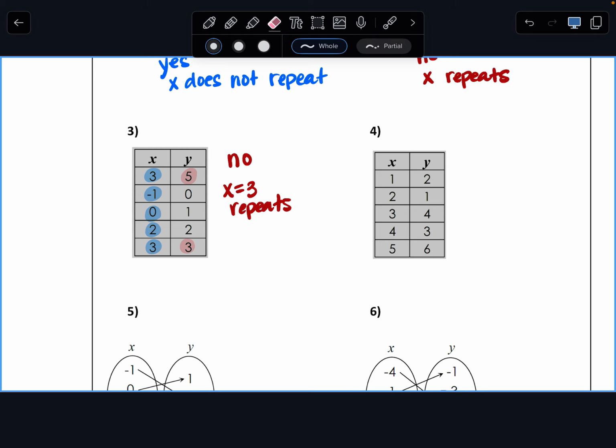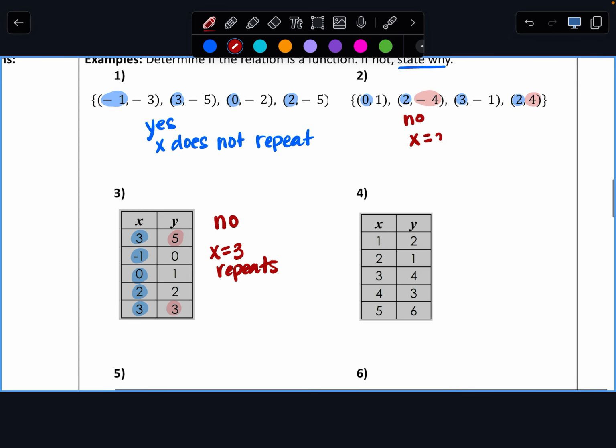because x equals 3 repeats. So let's be more specific up here, I guess. X equals 2 repeats.